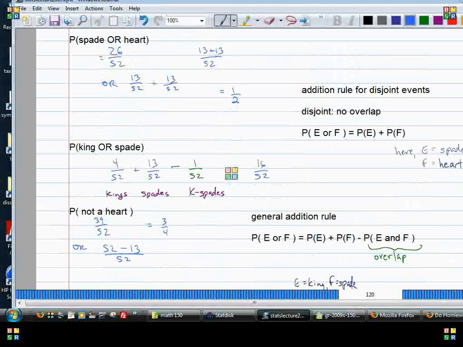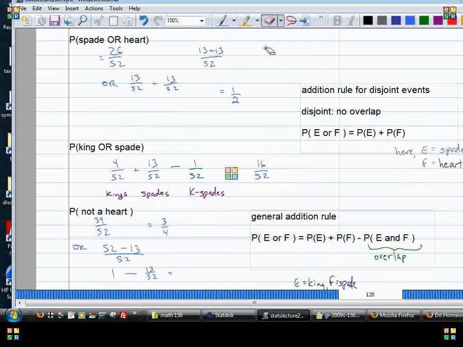But let's extend this further. Let's talk about this in terms of probabilities. What's the total probability? The total probability for everything is 1. Now we want to take away the hearts. What's the probability for the hearts? It's 13 out of 52. But it's going to be useful, as we're going to see.